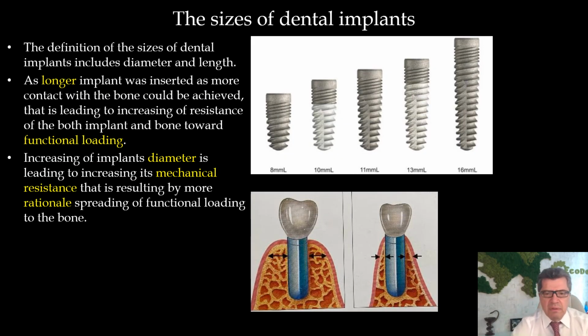A very important characteristic of the implant is its size. The definition of the size of a dental implant includes diameter and length. The longer the implant inserted, the more contact with bone could be achieved. That leads to increasing the resistance of the implant and bone toward functional loading. Increasing implant diameter also increases this mechanical resistance, resulting in a more rational spreading of the functional loading to the bone.